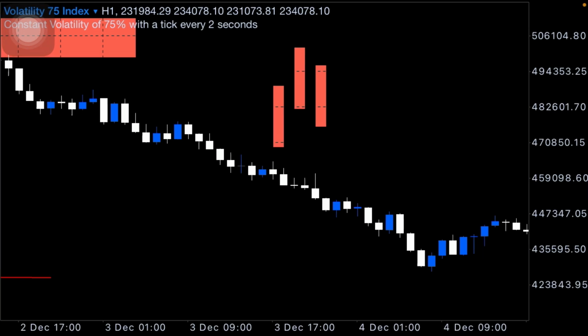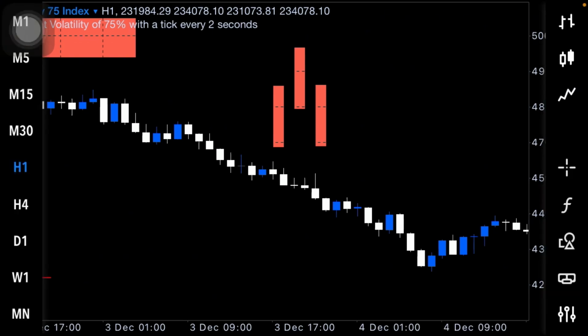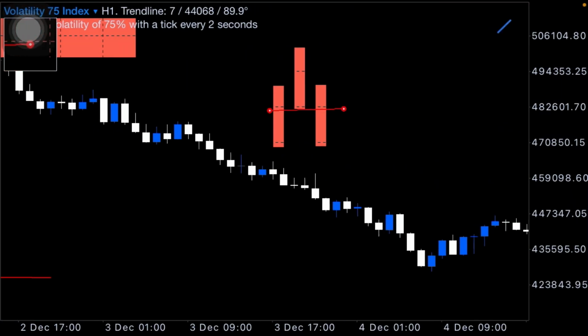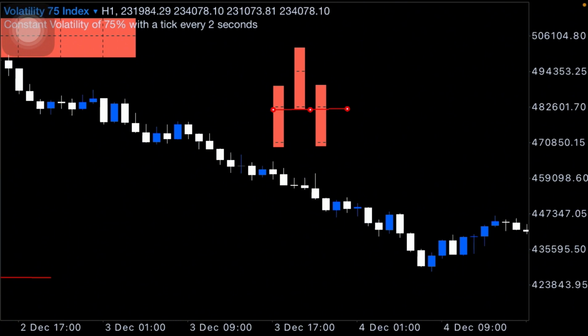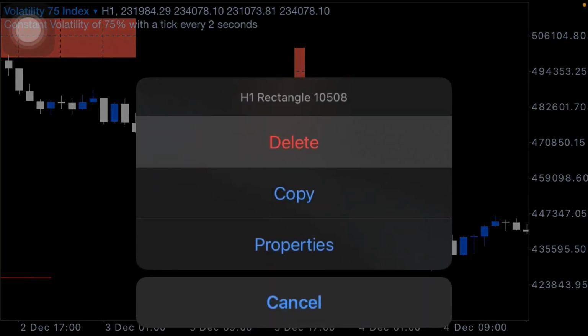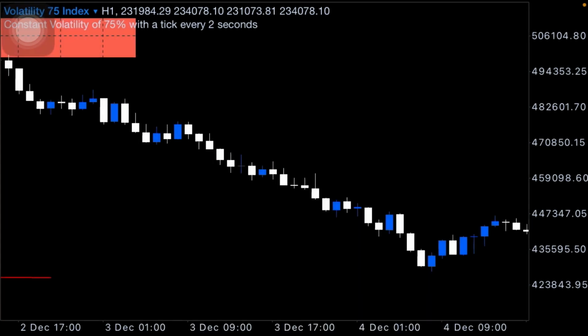Then the high of the third candlestick should also be lower than the second candlestick's high. And most importantly, the third candlestick should break the low of the second candlestick. That is when you are looking for a bearish setup. So get that in mind. With this in mind, let's proceed with the strategy.